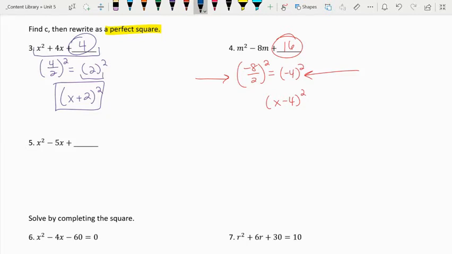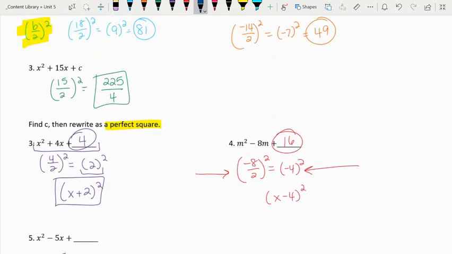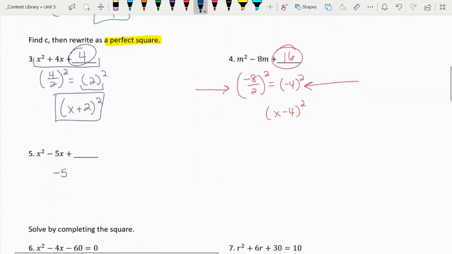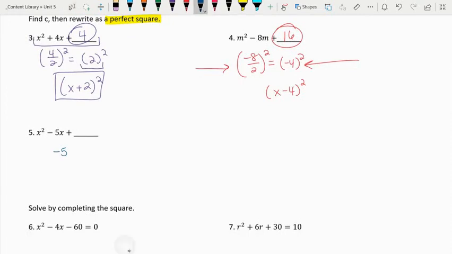So number 5, similar to the first number 3. Apparently, I fixed the numbering here. You can't reduce it. So all you do is square it like normal. You would end up getting 25, because negative 5 squared is 25, over 4. And then because I don't have that extra parenthesis, I just use this one. So x minus 5 halves squared.